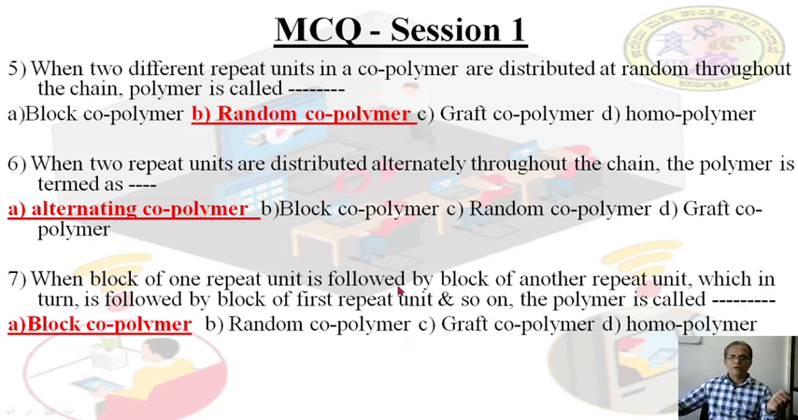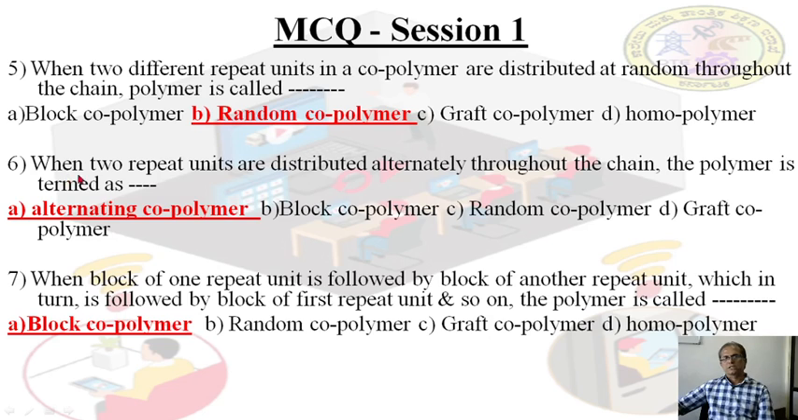Now, question number 5. When two different repeat units in a copolymer are distributed at random throughout the chain, the polymer is called dash. Block copolymer, random copolymer, graft copolymer, homopolymer. See, the different repeat units are distributed randomly. Hence, the answer must be random copolymer.